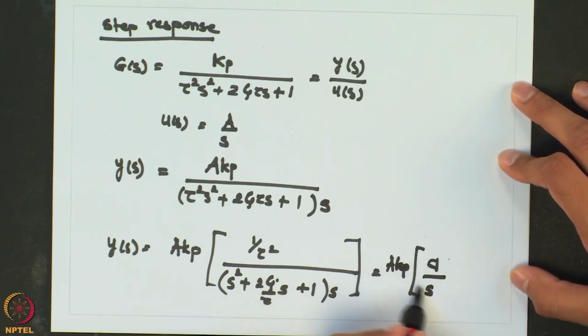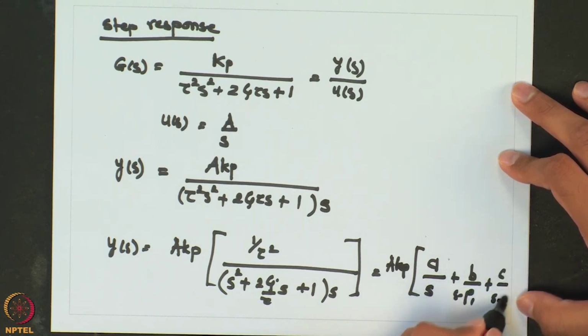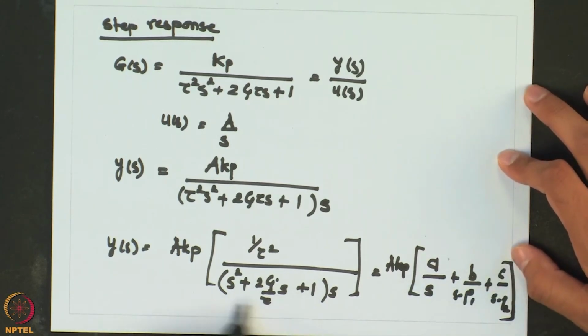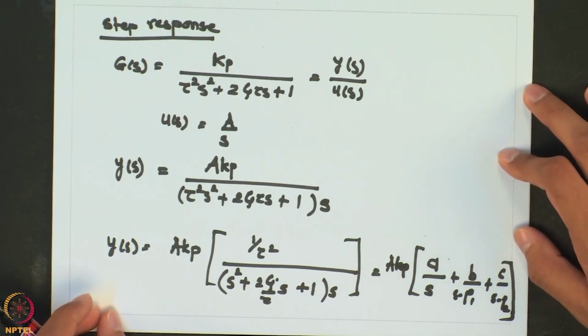some constant A over s plus B over s minus p1 plus C over s minus p2, wherein p1 and p2 are the roots of this equation s square plus twice zeta over tau s plus 1, and we had seen last time that depending on the nature of these roots we will get different types of dynamics. So let us consider the first case when we have zeta greater than 1.